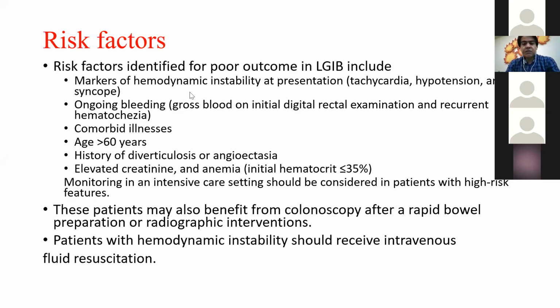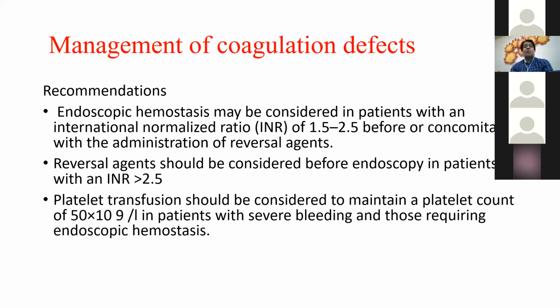Markers of hemodynamic instability at presentation like tachycardia, hypotension, and syncope, or ongoing bleeding are poor risk factors for poor outcome. If the patient is more than 60 and has a history of diverticulosis or angiodysplasia, these are also poor outcome factors for lower GI bleed. How will you manage the coagulation defect?